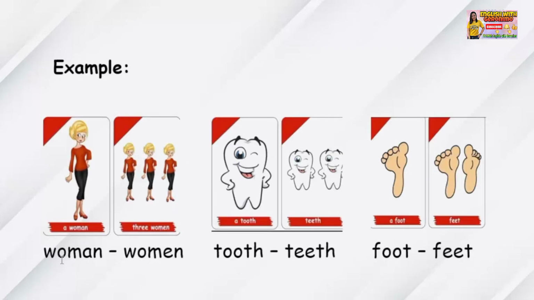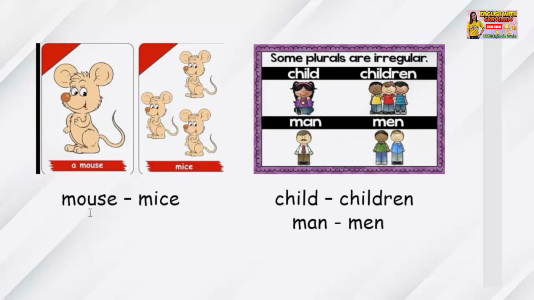Example: woman. Plural form is women. Tooth. Plural form teeth. Foot. Plural form feet. Mouse. Plural form mice. Child. Plural form children. Man. Plural form men. Do you understand? The singular noun changes the spelling in plural form.